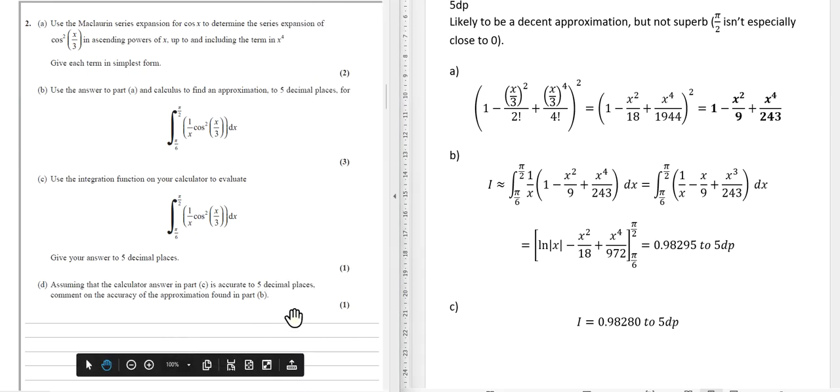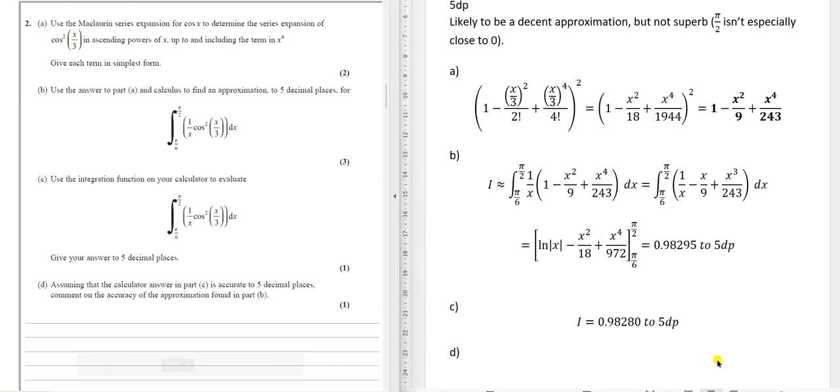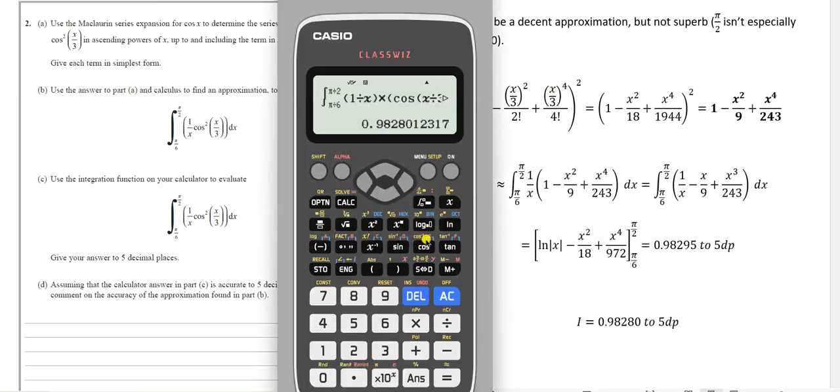Assuming the calculator's answer is accurate to 5 decimal places, comment on the accuracy of the approximation found in part B. They haven't asked us to work out the actual accuracy as a percentage, but if you're curious, you can do 0.98295 divided by 0.98280, and you can turn that into, there you go, 0.015%.